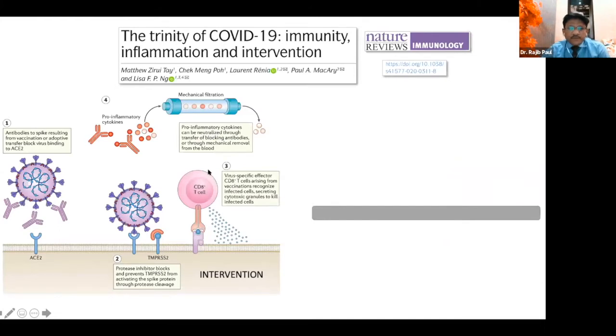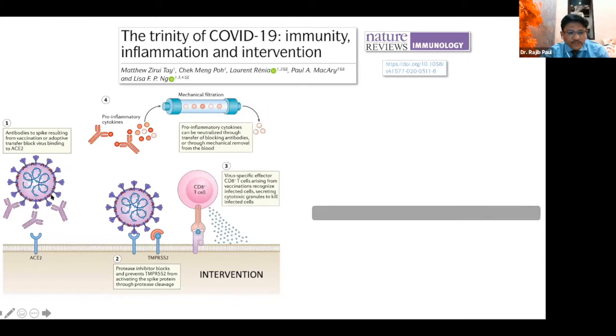So the third part of the trinity is immunity, inflammation. We have seen the immunity, we have seen the inflammation. Now what is the intervention? This is the trinity, the three things which we should know in COVID-19. The immunity we saw: the natural immunity, the innate immunity, and the adaptive immunity, which the Professor talked about. The inflammation we saw: hyperinflammation in COVID-19 patients, which leads to cytokine storm. So what are the various mechanisms that we have?